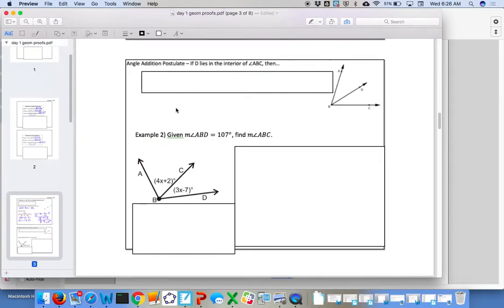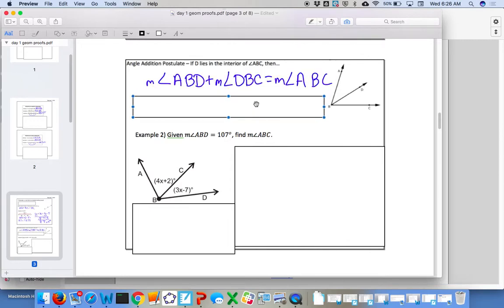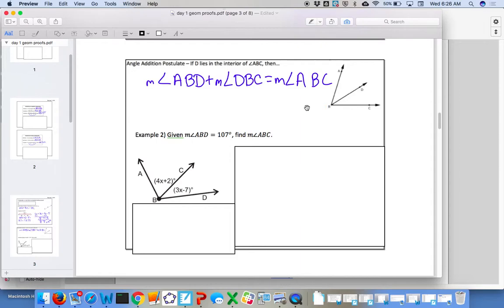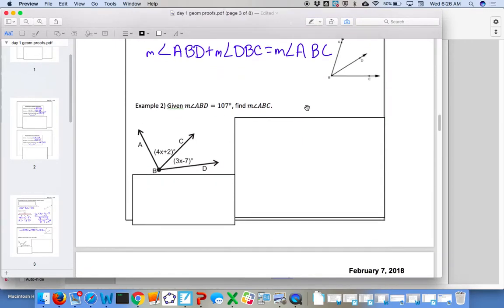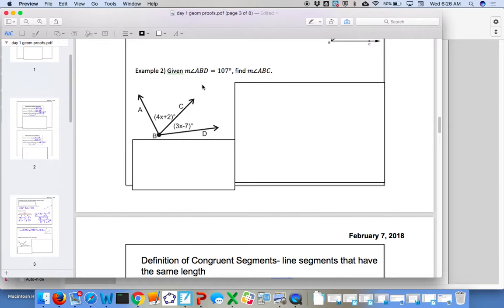Then we also have the angle addition postulate. So if D lies on the interior of angle ABC, then measure of angle ABD plus measure of angle DBC equals the measure of angle ABC. So again, it's just saying you can add the pieces of the angle together to make the entire angle. So here on example 2, we are given that angle ABD is 107, and they want us to find the measure of angle ABC. So I can add the 4x plus 2 together with the 3x minus 7 and set that equal to 107.